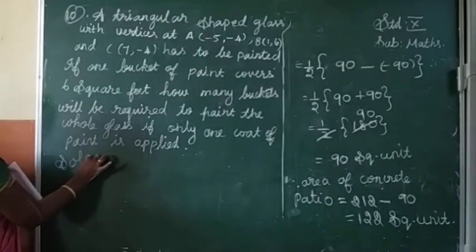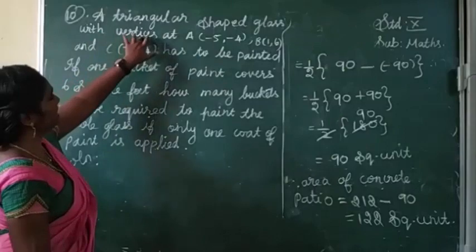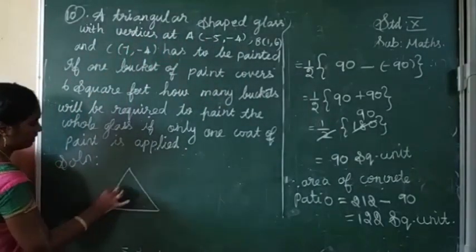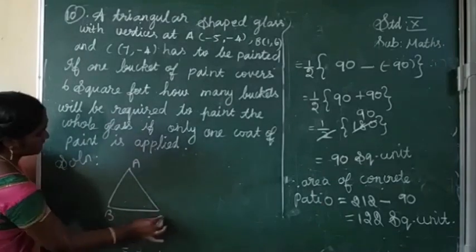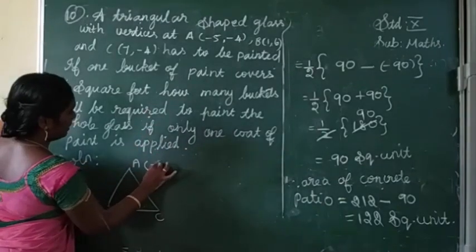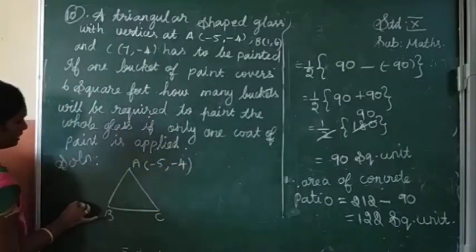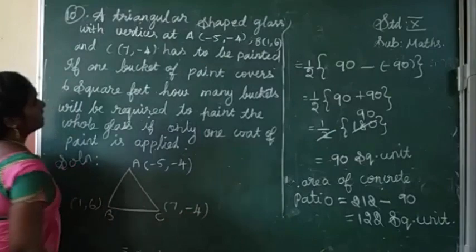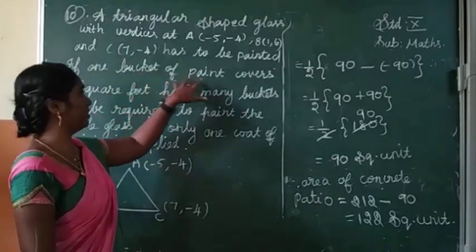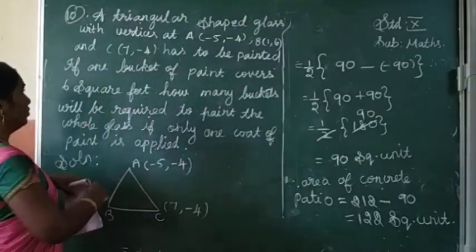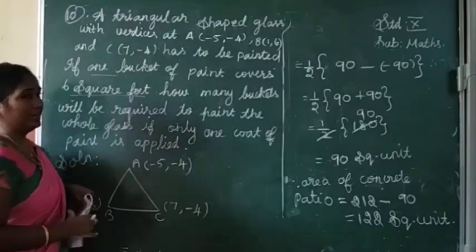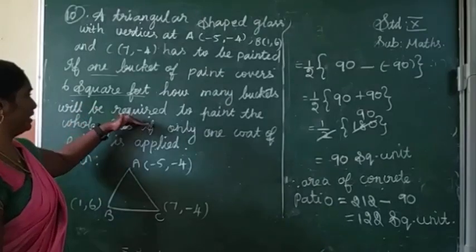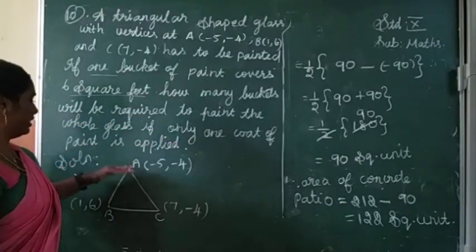See, a triangle shaped glass with the vertices A, B, C. So the glass is in the shape of a triangle. Three vertices are given: A of minus 5 comma minus 4, B of 1 comma 6, and C of 7 comma minus 4. It has to be painted if one bucket of paint covers 6 square feet. So how many buckets of paint will be required to cover the whole glass?